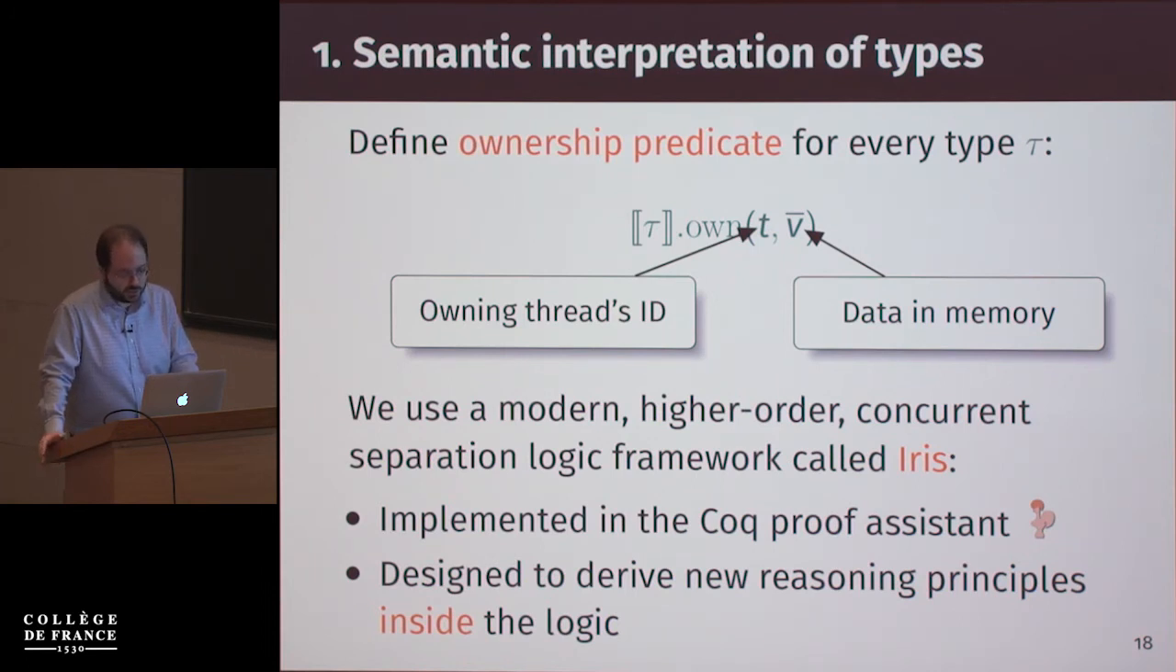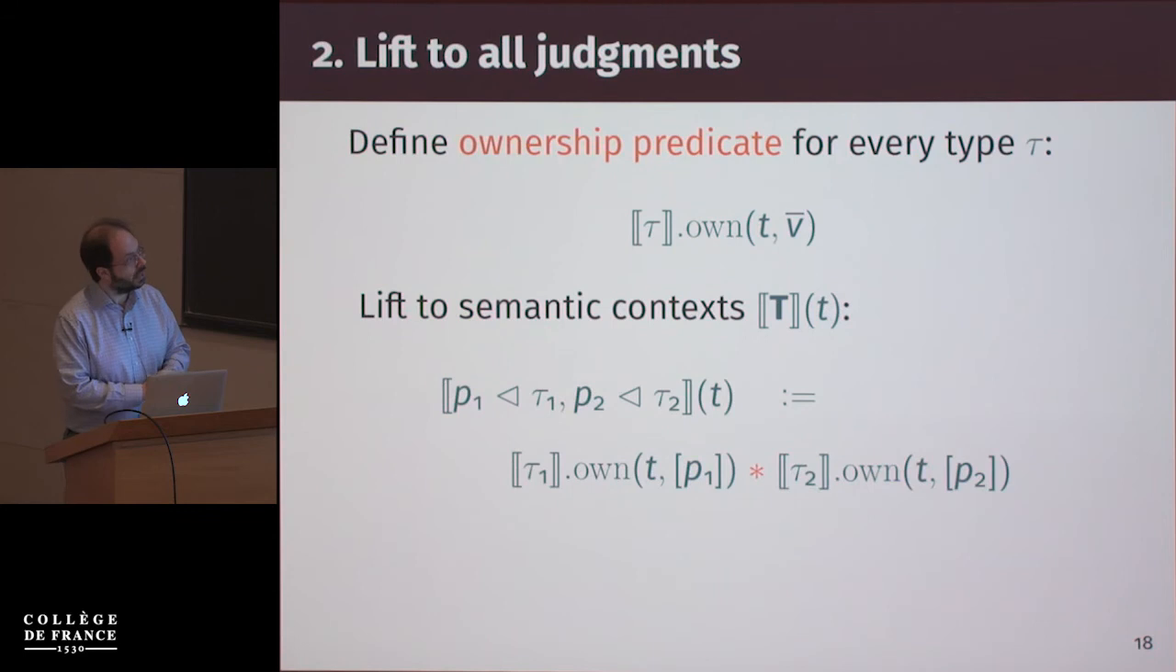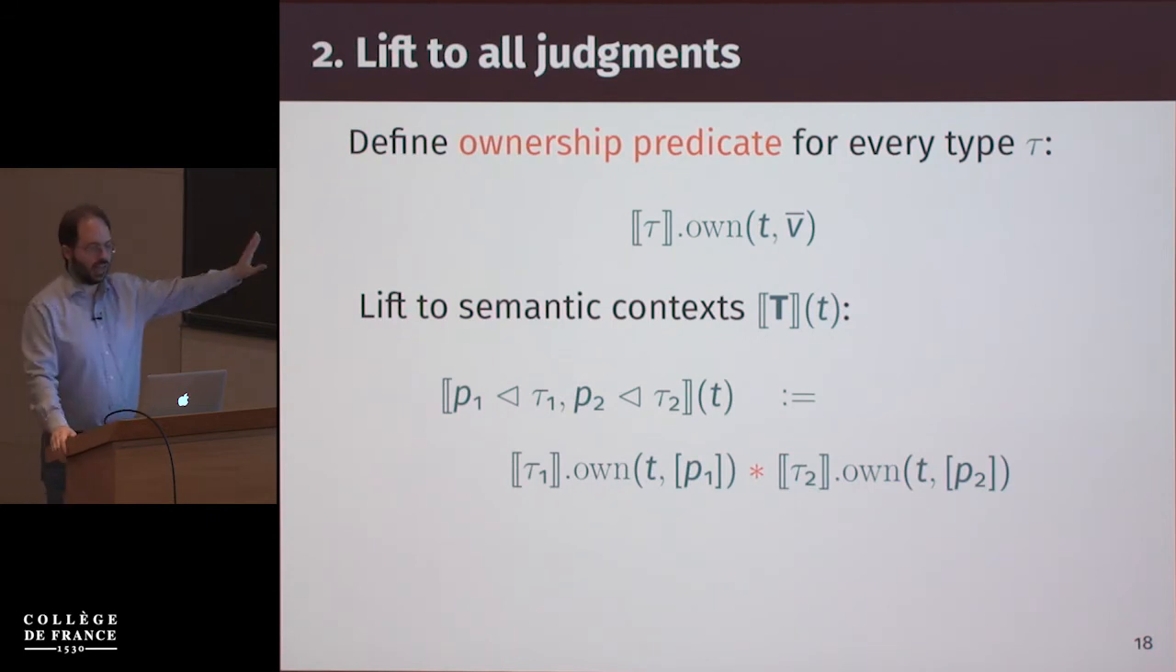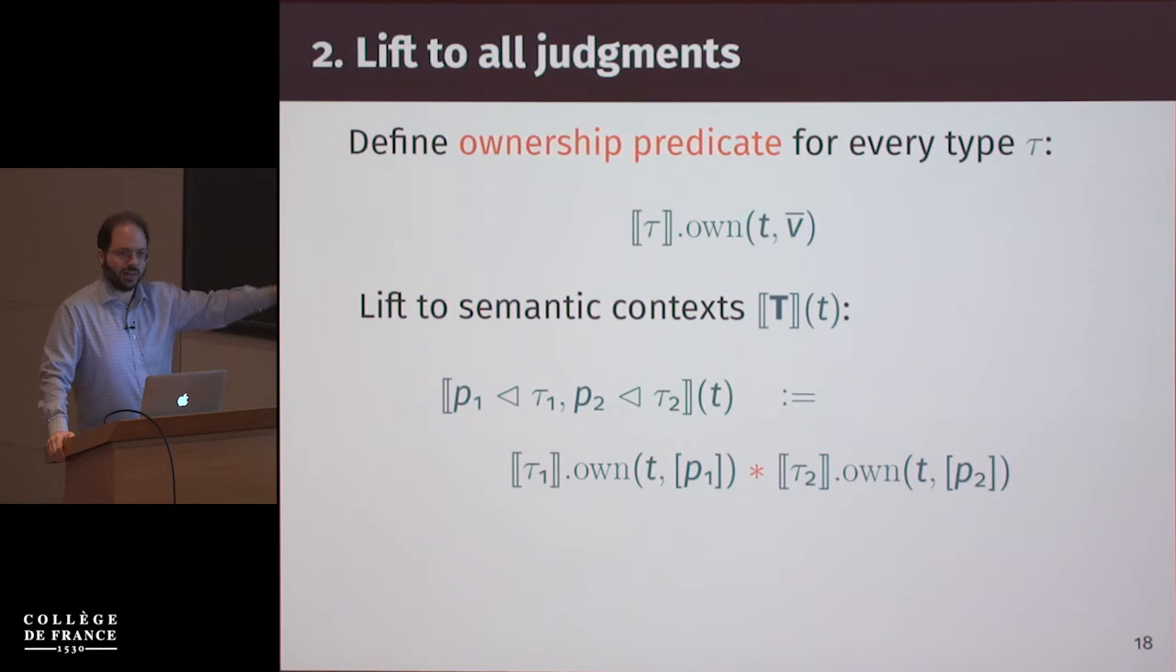The nice things about Iris from the point of view of modeling Rust are that it's A, implemented in the Coq proof assistant, and B, it's designed to derive new reasoning principles about new interesting application domains within the logic. So it gives you a way of extending the power of your logic without actually adding any new axioms. Again, I'll show you an example of this shortly. I punted on the question of exactly how we define these ownership predicates, but the point is we're going to define them within this Iris separation logic, and I'll get back to that in a minute.